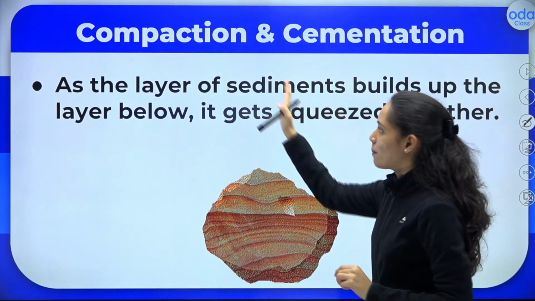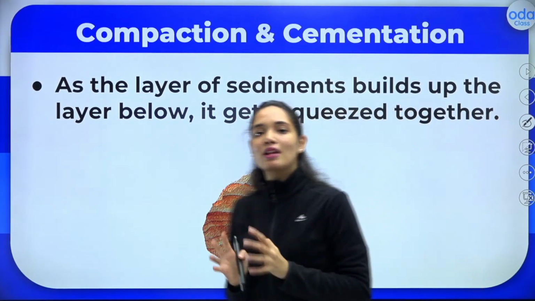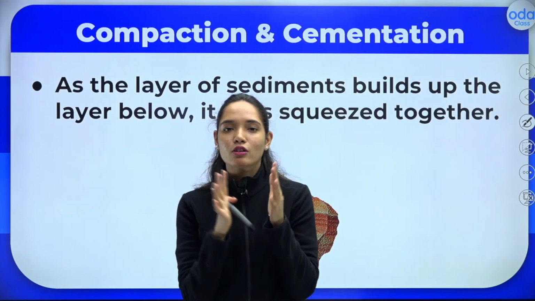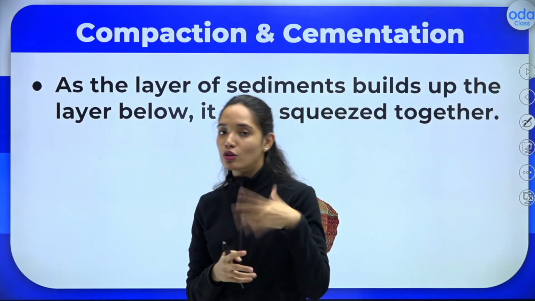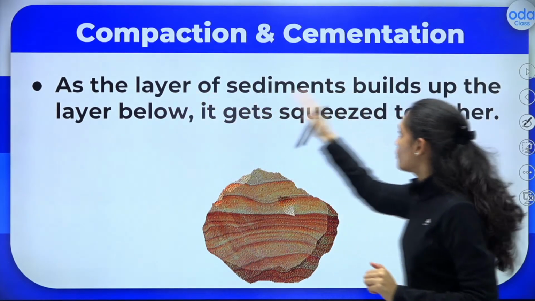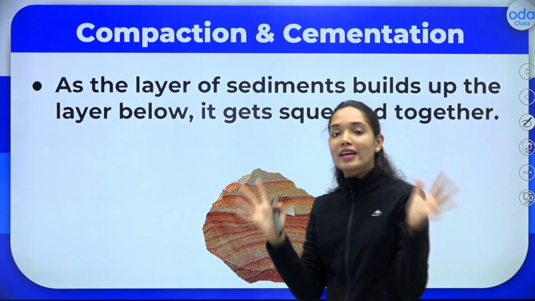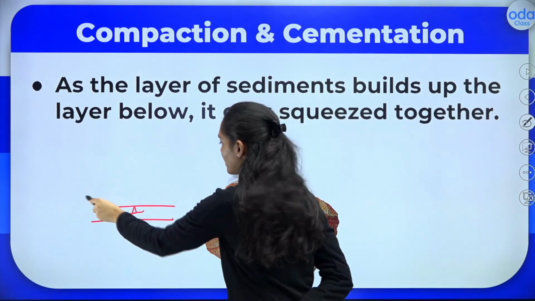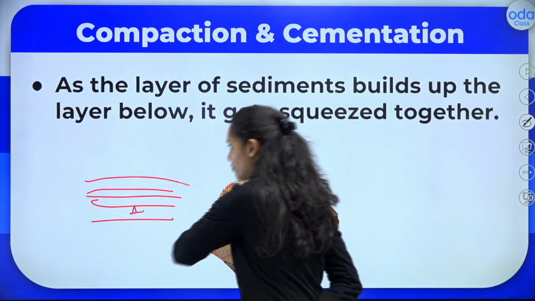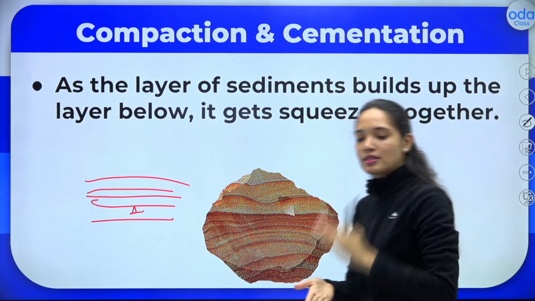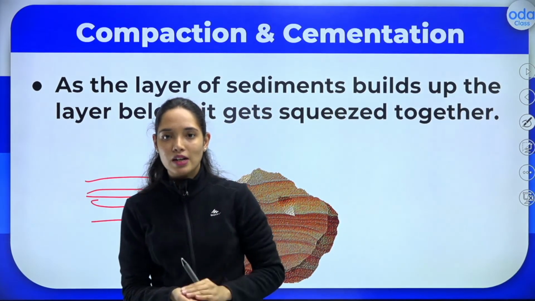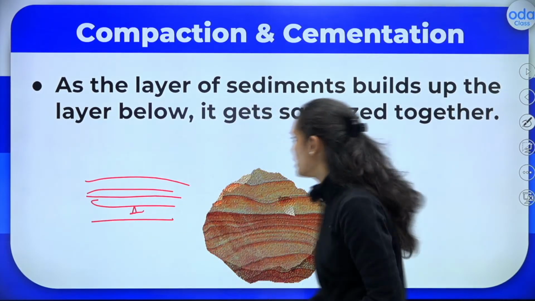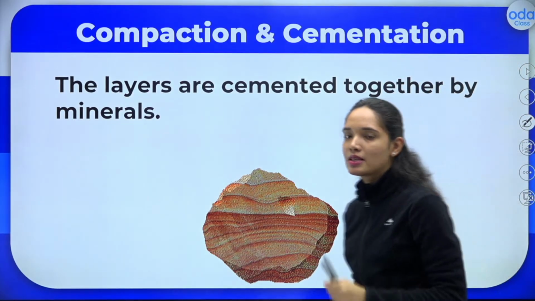The next step is compaction. The name itself says it: these small rocks, those small sediments, start getting packed closely. As the layer of sediments builds up, the layer below gets squeezed. First layer, followed by second layer, followed by third, fourth, fifth layer, and so on. As the layers keep building, one layer squeezes against another layer. All these layers get squeezed, and then comes the final step, that is cementation.